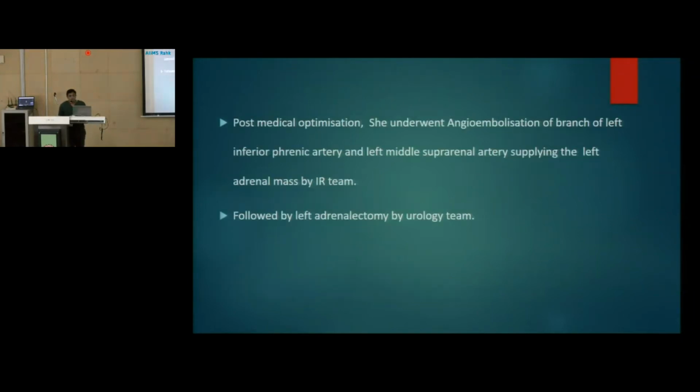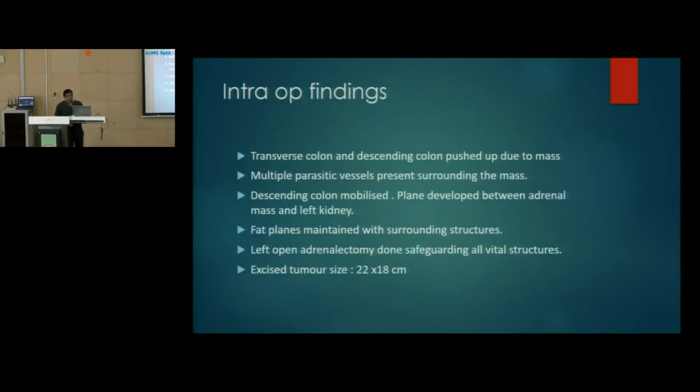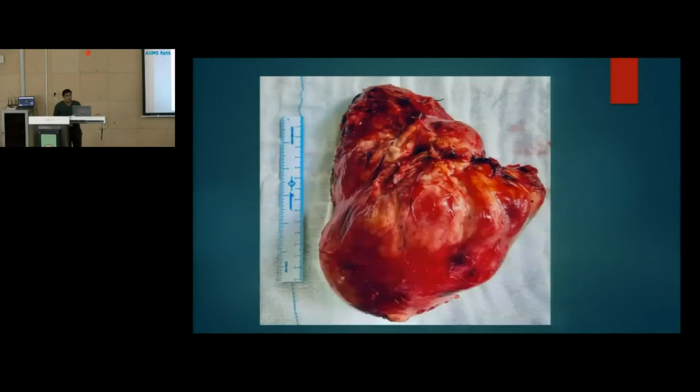Post medical optimization, she underwent embolization of the branch of the left inferior phrenic artery and left middle suprarenal artery supplying the left adrenal mass by the IR team, followed by left adrenalectomy by the urology team. The intra-op findings of the case were a large mass pushing the transverse colon and descending colon up, with multiple parasitic vessels surrounding the mass. The fat planes with the surrounding structures were maintained and left open adrenalectomy was done safeguarding all vital structures. It was a large mass of 20 by 18 centimeters that was excised.